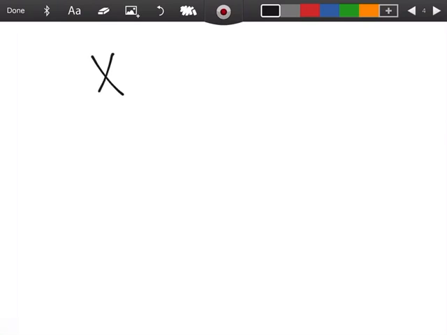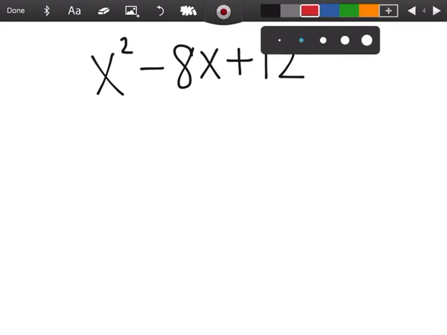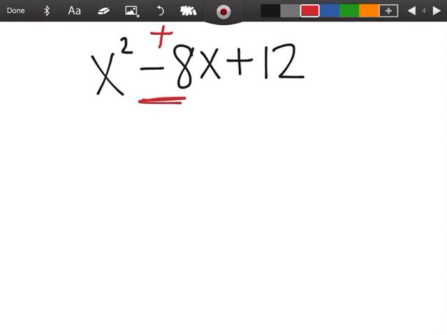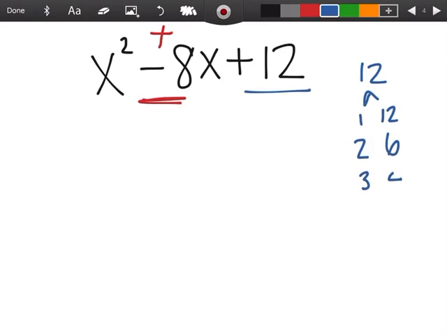Now let me get my book set up here. Let's say that there's some negatives involved. So if I'm asking you to factor x squared minus 8x plus 12, the idea behind what we're doing is not going to change. I'm still looking for two numbers that add up to be b, but in this case, b is negative 8. So I have to find two numbers that add up to be negative 8 and at the same time multiply to be positive 12. So as far as numbers that multiply to be 12, we've got 1 and 12, we've got 2 and 6, we've got 3 and 4.